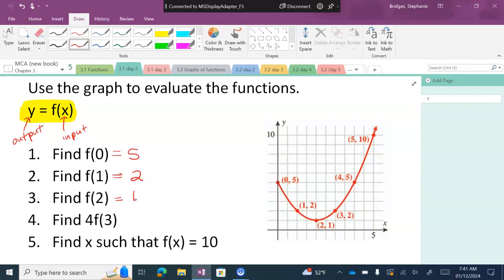So what we want to do first is we want to find the ordered pair where x is 3. What is the y value when x is 3? 2. And all we're going to do is take and multiply that 2 by 4, which would give me a final value of 8. Okay, that 4 in front is just telling me to multiply that y value by 4.